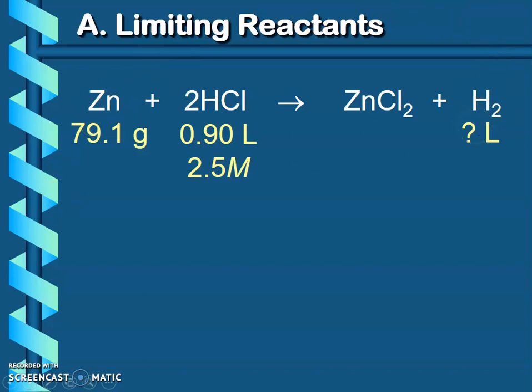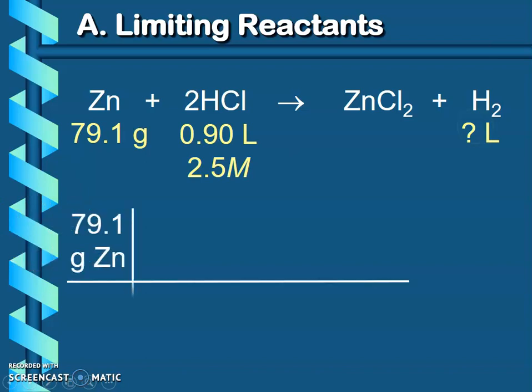Okay, so let's start our line and start with our known. I know I have 79.1 grams of zinc. We need to get that to moles because we always need to get to that mole to mole ratio. So if I have grams up here, I need grams of zinc down here. Looking back at my stoichiometry notes and that conversion diagram that I gave you guys, we can see that we can go from grams to moles using molar mass.